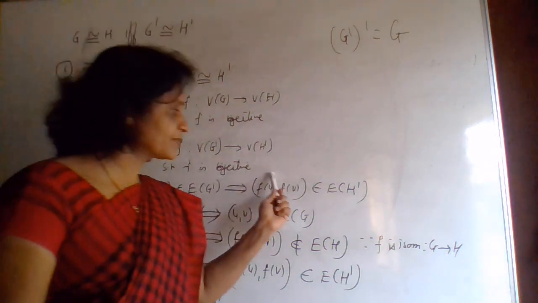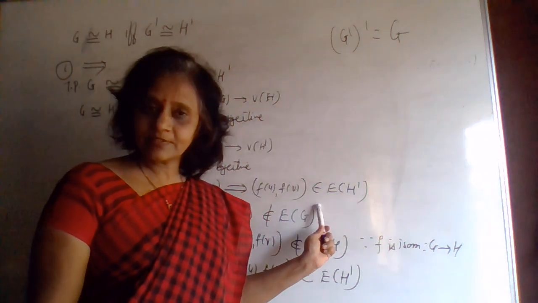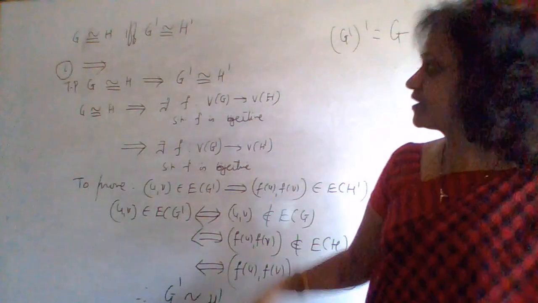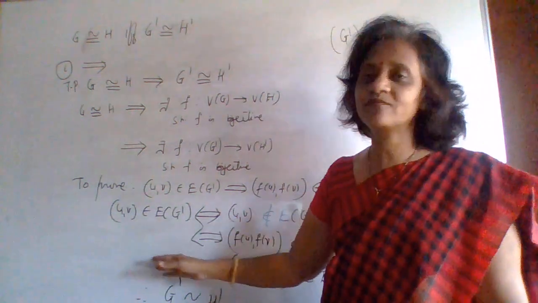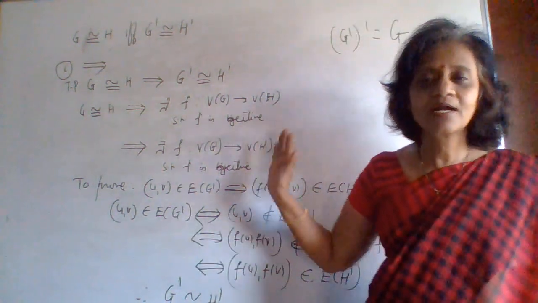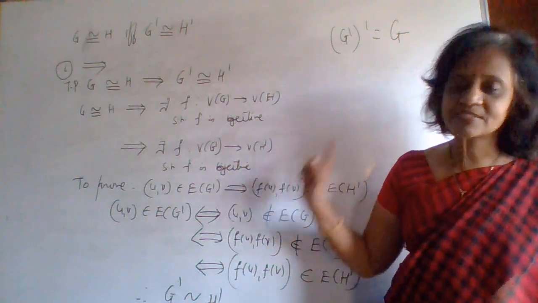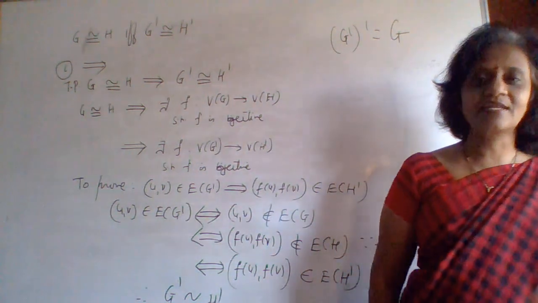So we'll stop here for isomorphism, and in our next video we will cover the next property of graphs, which is called connectedness. So in the next video we are going to see what are connected and disconnected graphs. Thank you very much.